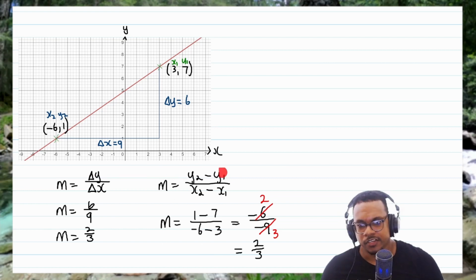So here we have the gradient using the formula y2 take away y1 divided by x2 take away x1. And here we looked at the graph, we looked at the change in the vertical distance divided by the change in the horizontal distance.